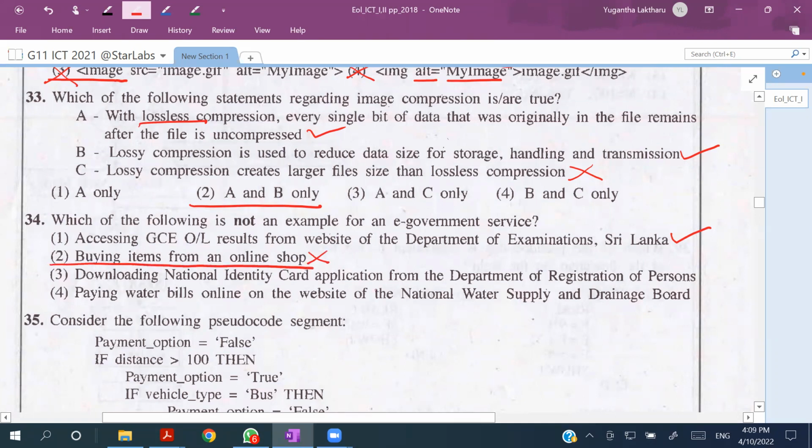Downloading national identity card application from the Department of Registration of Persons. Yes, that is the correct one. Paying water bills online on the website of the National Water Supply and Drainage Board. Yes, that is correct as well. So the second one is going to be the answer.